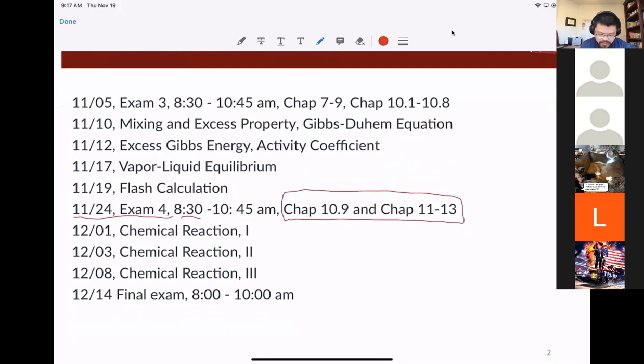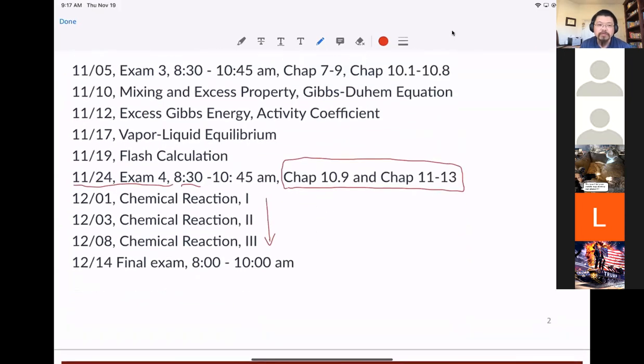And then you can see that after the Thanksgiving holiday, we are going to cover the last part of the thermal, which is the reaction equilibrium. Last chapter we are going to cover. So that's all we are going to finish before celebrating this wonderful semester. Okay, any questions so far? No, good.